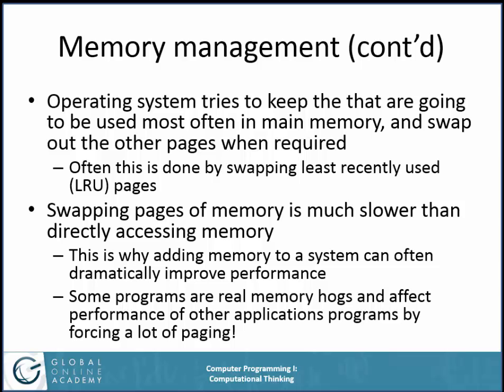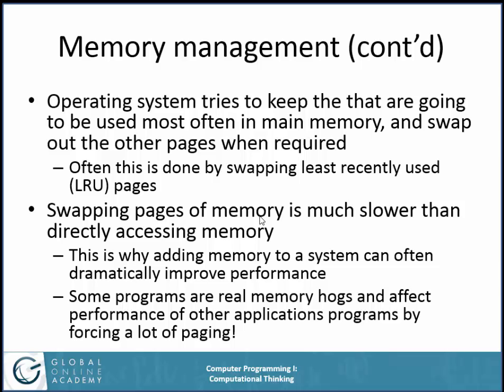Now, if you're going to be using the same memory over and over again, it doesn't make sense to keep writing it to disk and reading it back. You want the stuff you use most often to stay in memory. So often, the operating system does this with an algorithm that's called the least recently used, or LRU, figuring something that you haven't used in a while, you probably aren't going to need to use again for a while. Now, swapping pages of memory is much slower than directly accessing memory. This is why adding memory to a system can often dramatically improve performance.